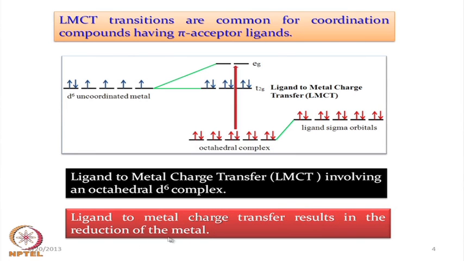So, it is the transfer which basically results in a reduction of the metal center, because some amount of charge is being pushed to the metal ion orbital. That means the partial movement of the charge is going to the metal orbital, that means metal is accepting the electronic charge, that means metal is getting partially reduced.